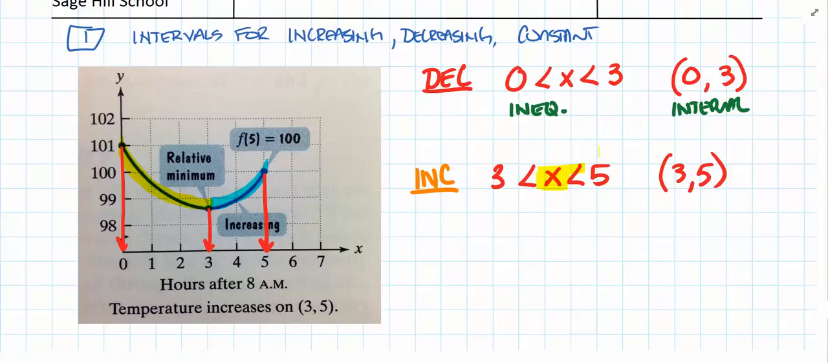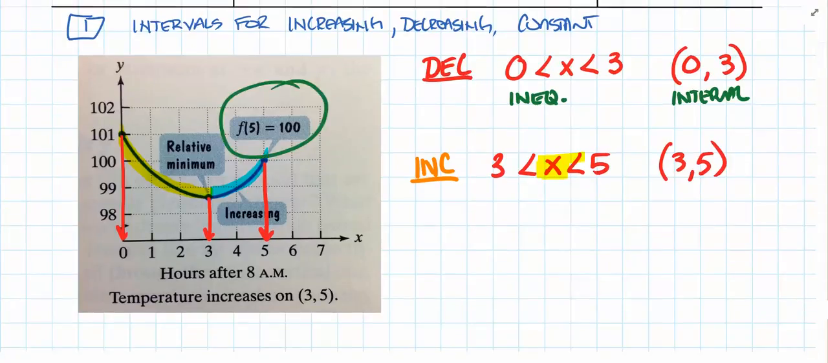What does f of 5 equal 100 trying to convey to you, just in terms of what the graph is saying? When x is equal to 5, y is equal to 100. So 5 hours past 8 a.m., the temperature will be 100 degrees. So I want you to be able to relate these things into everyday English words. Does that make sense?